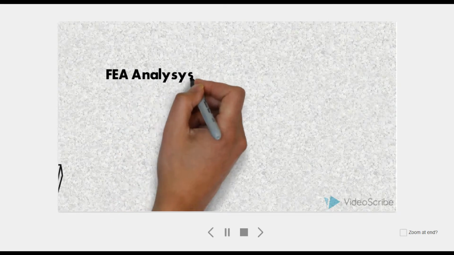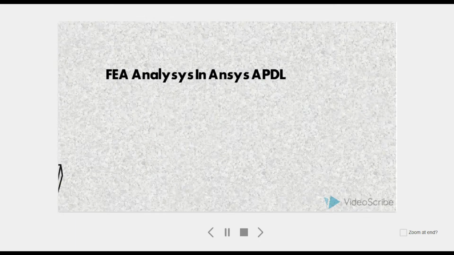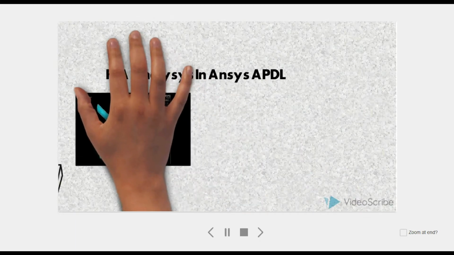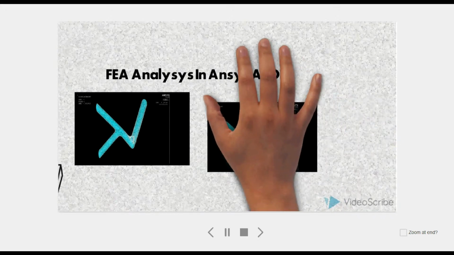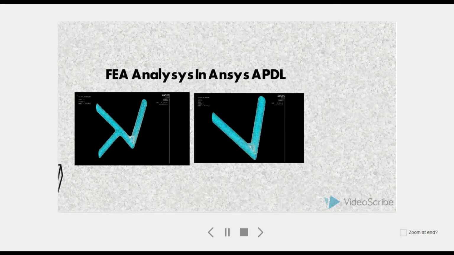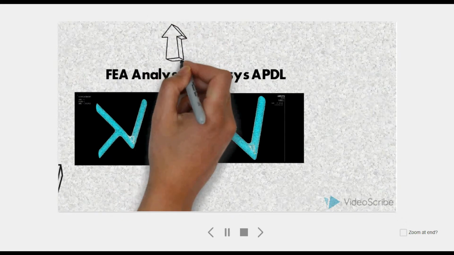Now for the FEA analysis of the optimized and unoptimized structure in Ansys APDL. The picture on the left is the mesh of the optimized, and the picture on the right is the mesh of the unoptimized. 10-node tetrahedral elements were used for both meshes.